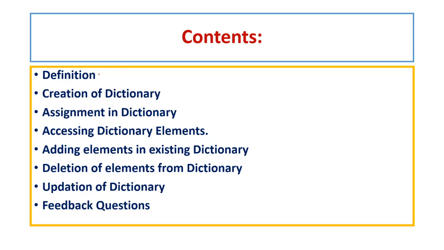Next, students, the contents of today's lesson are: first of all, we will define this, and after this we will create a dictionary. We will see how a dictionary can be created by different methods. Assignment in an existing dictionary, how we can assign elements in the dictionary. Accessing dictionary elements, how we can access and print the elements of a dictionary. Adding elements in an existing dictionary, how we can add a new element in the existing dictionary. Deletion of elements from the dictionary. Updation of a dictionary. And at the end of this lesson we have some feedback questions for students.